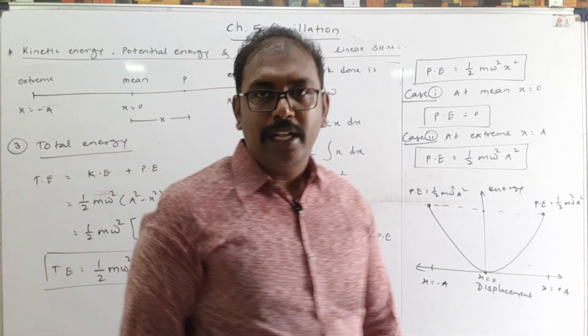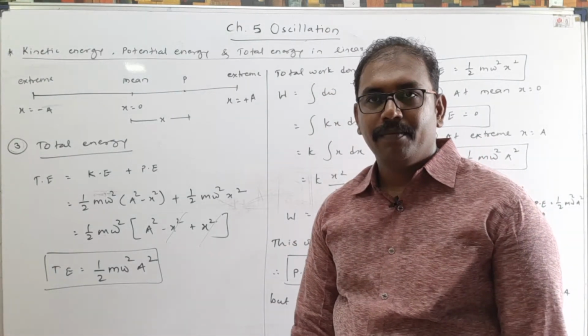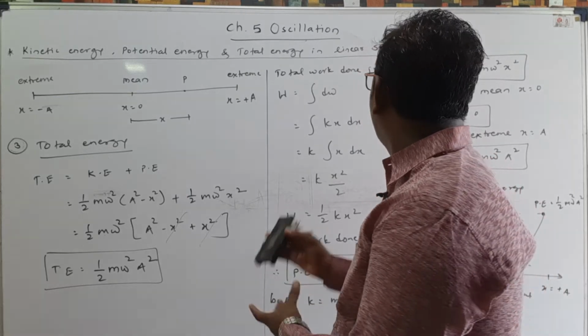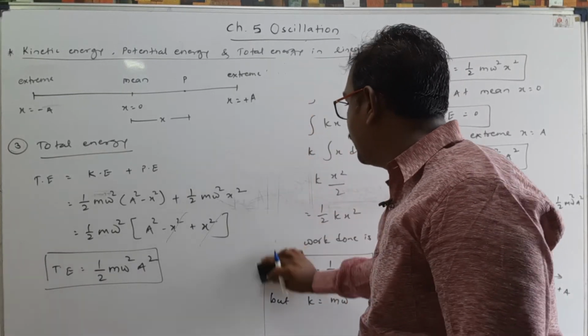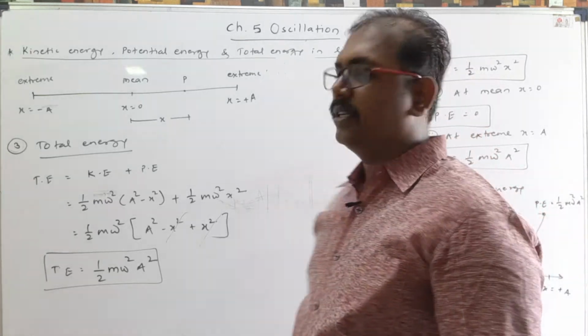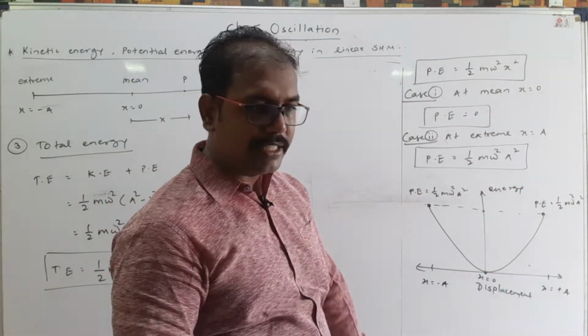And you know that total energy is constant. So this is total energy. Now after that, we can draw a graph of total energy, kinetic energy, potential energy with displacement. Now you can see this graph here. Let me do the modification here. This is the potential energy graph.